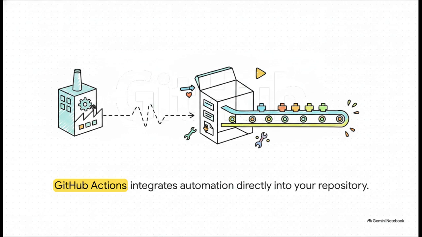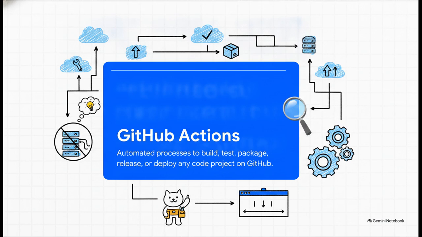But GitHub Actions completely changes the game here. It natively integrates that automated assembly line directly into your existing repository. So you don't need to provision servers or wrestle with complex external integrations just to get your very first build running. It's already there. So what exactly is this thing?